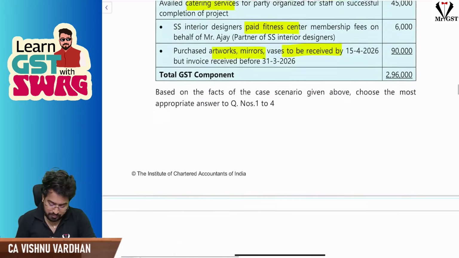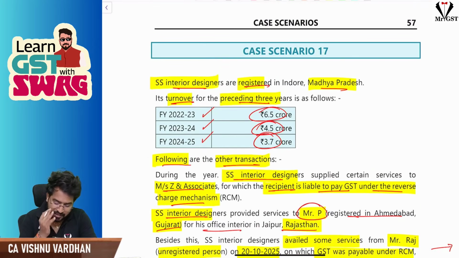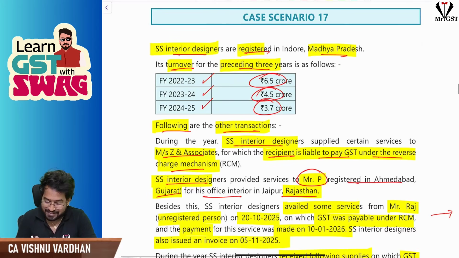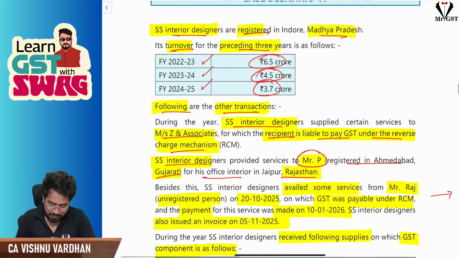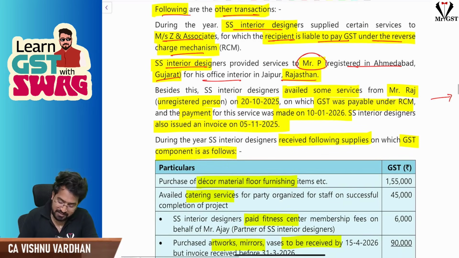Yes, Rajasthan. Even though this fellow, SS Interior Designers, is from Madhya Pradesh, this is happening in Rajasthan. So, Rajasthan is the place of supply.